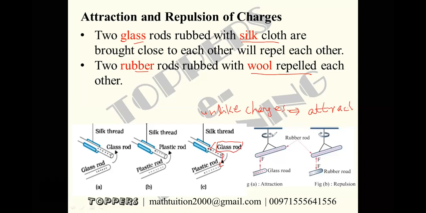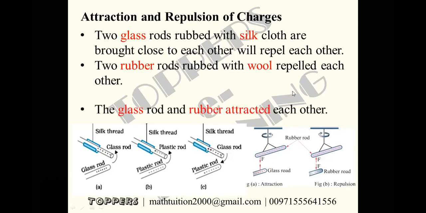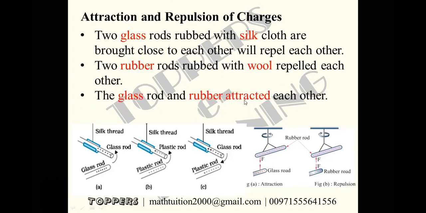Clear? So experimentally we found these cases. Glass and rubber, they are attracting. If glass and glass, they are repelling. If rubber and rubber, plastic and plastic, they are repelling. Okay? Fine. So the glass rod and rubber attract each other in this case. Fine.